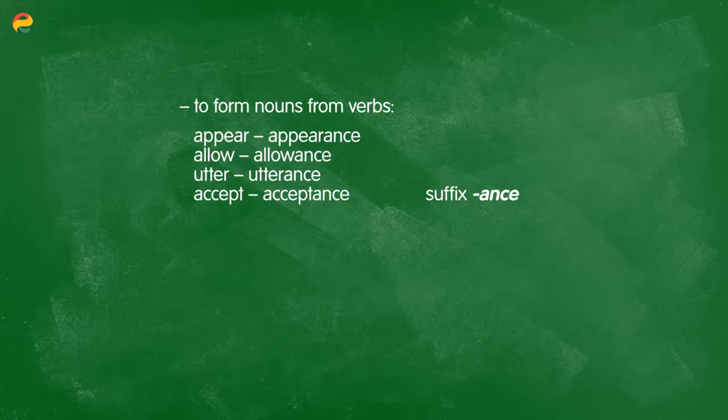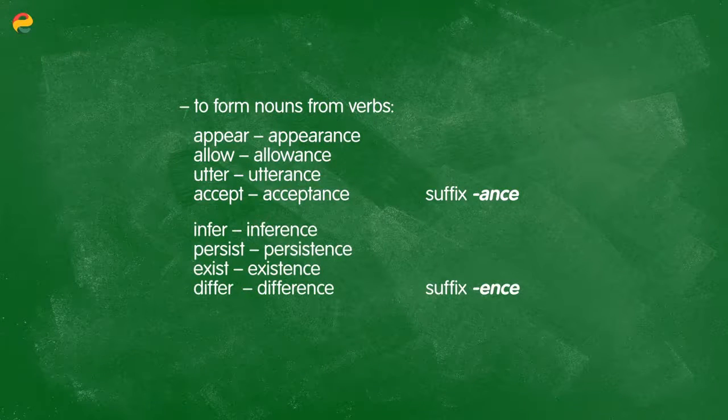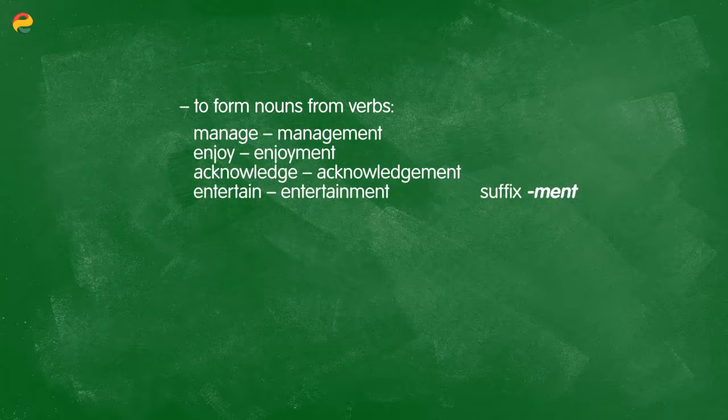The ance suffix is used to make a noun from a verb, as is the ence suffix, like in the words inference, from infer, persistence, from persist, existence, from exist, and difference, from differ. Now, these aren't the only suffixes we have that can be used to make nouns from verbs. We also have the ment ending, M-E-N-T.